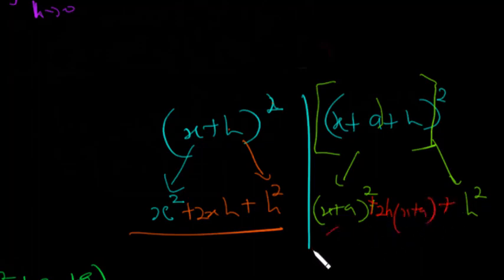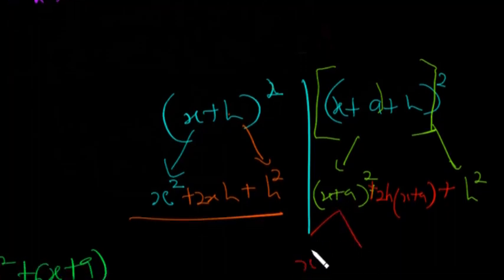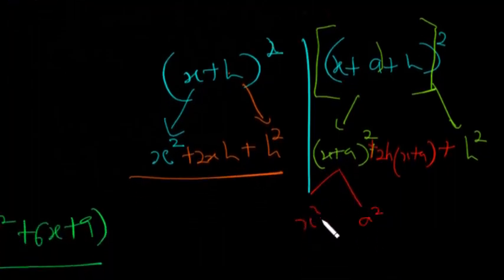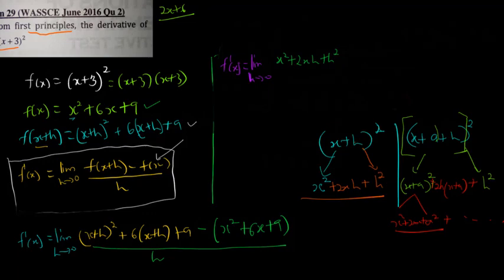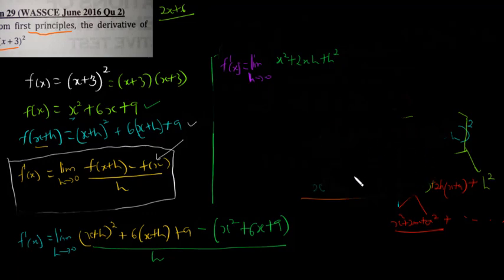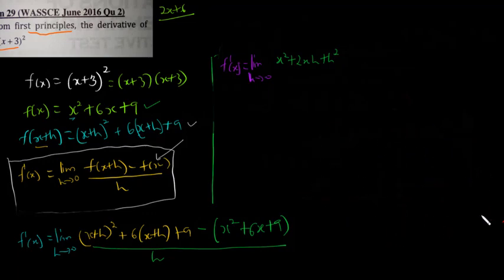Then from here you can further expand this, and this will be x squared here, a squared here, then you have 2ax plus that, and you add the rest here. So it's very simple. All right, now let's continue what we're doing.